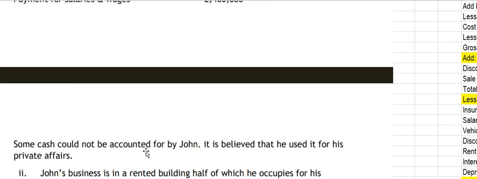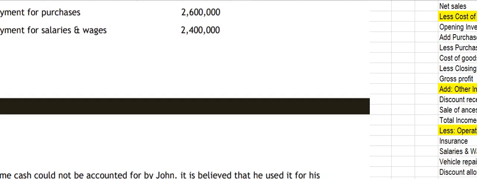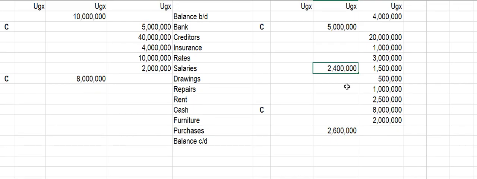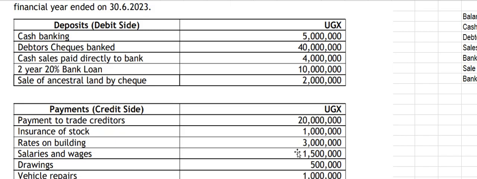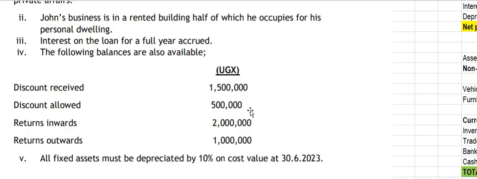And some cash could not be accounted for by John. It is believed that he used it for his private affairs. Those are drawings. Out of the 8 millions, 2.6 was used to pay for the purchases and 2.4 was used to pay for the salaries and wages, meaning that 3 millions was money which John used for his private issues. So you also have cash drawings of 3 millions. So that is your cash book. I think I've entered everything. Oh no, you have the discounts. We have discount received of 1.5 and then discount allowed of 500.